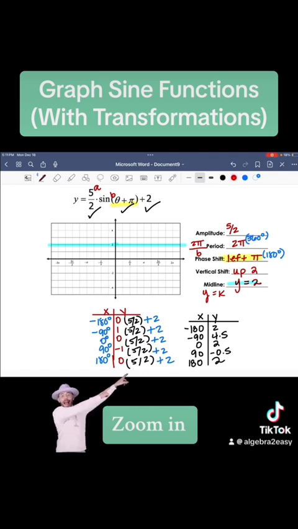Let's graph. We have negative 180, 2, so that's negative pi, 2. We have negative 90, 4.5, so negative pi over 2, up at 4.5. 0, 2. 90, negative 0.5, so pi over 2, negative 0.5. 180, which is pi, up at 2. Draw your graph. And then we need to finish it. We need to go all the way to the right, all the way to the left. Other side, we have negative 270. Well, that's going to be negative 0.5. And the negative 360 is going to be at 2. There's my function.